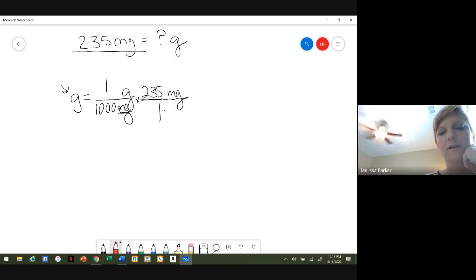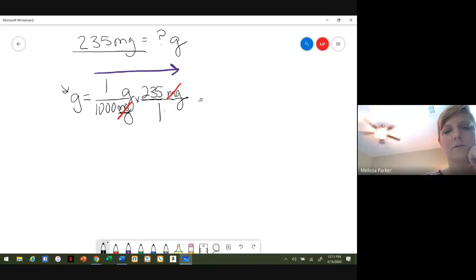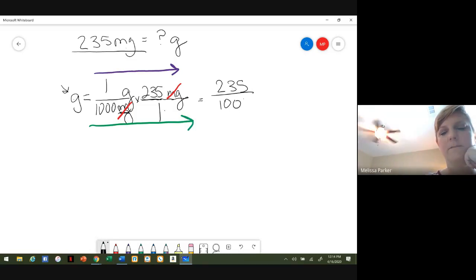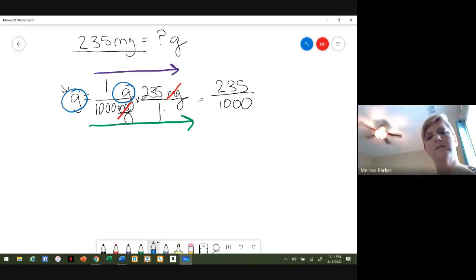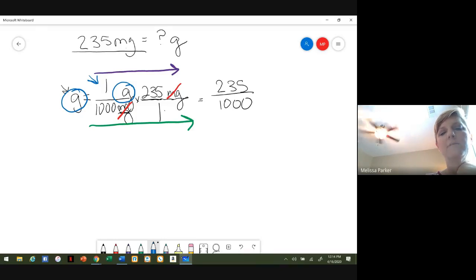Okay, now the next part is that I need to cross cancel my like units, right? So I can cross out milligrams and I can cross out milligrams here. The next part is that I'm going to multiply the top. So then I get 235, okay? And then I'm going to multiply the bottom across. So then I get 1,000, okay? And also, I can check to make sure that I set this up correctly because I have grams here and I have grams right here. So that tells me that I set it up correctly. On this side of the equal sign, I should only have the units left that I'm solving for. That tells me I set my problem up correctly.